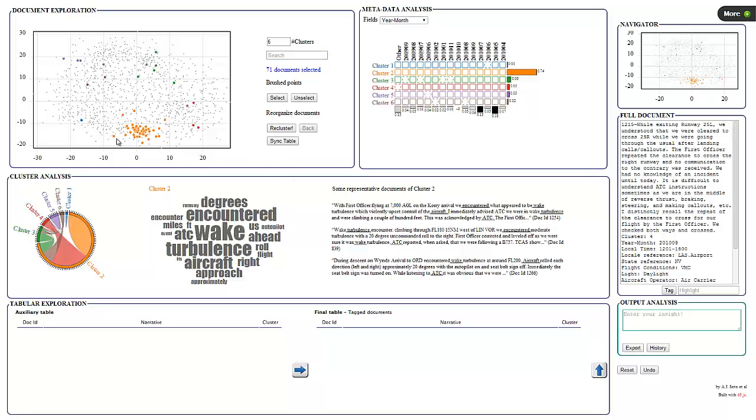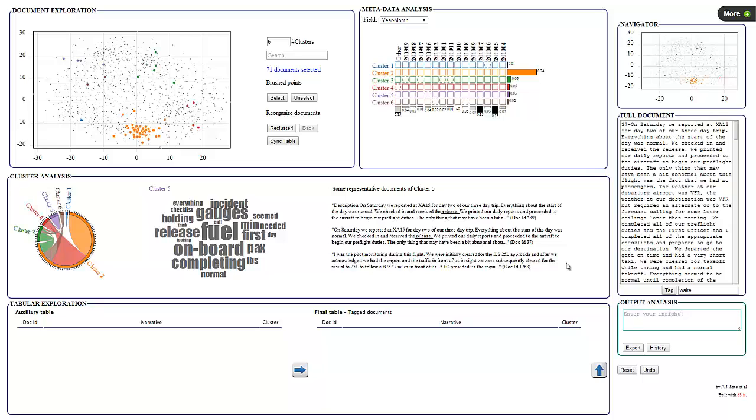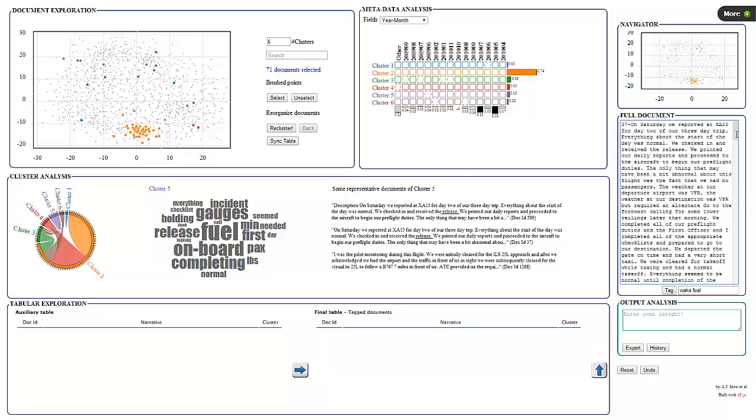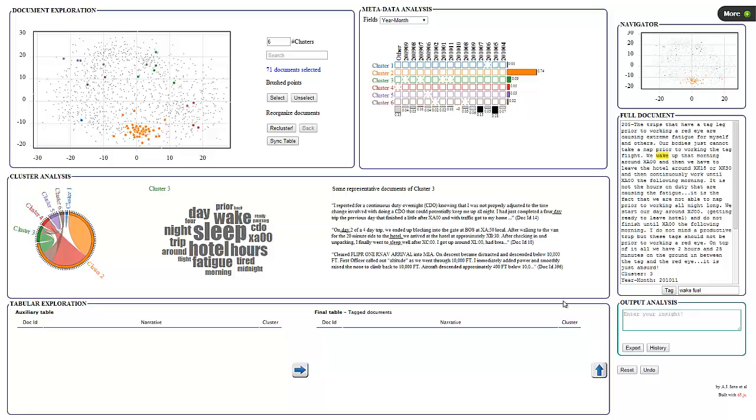For example, this document is a wake turbulence incident that happened to a paraglider. Other documents mention fuel problems, and wake is just mentioned at the end of the report. And in the case of cluster 3, wake is mentioned in the context of fatigue issues and sleep deprivation.